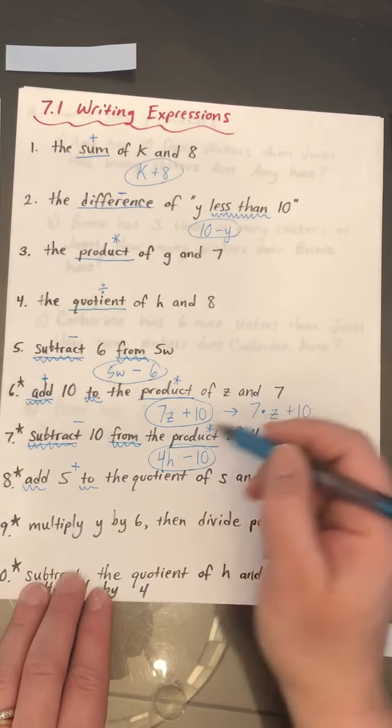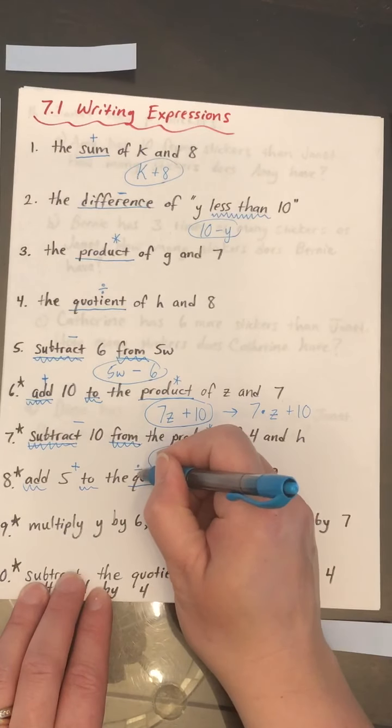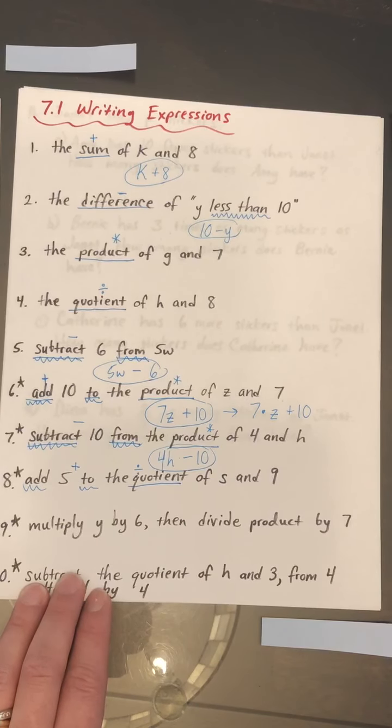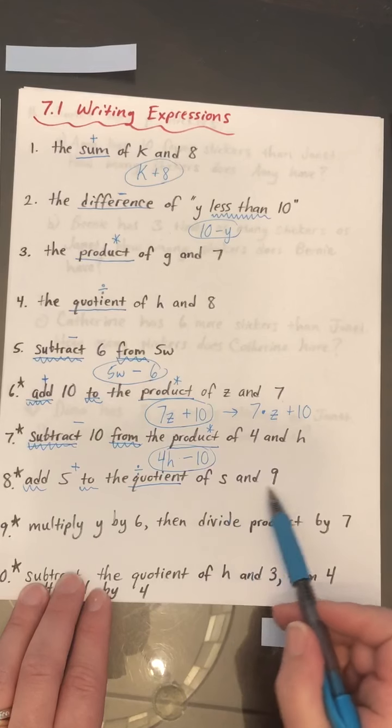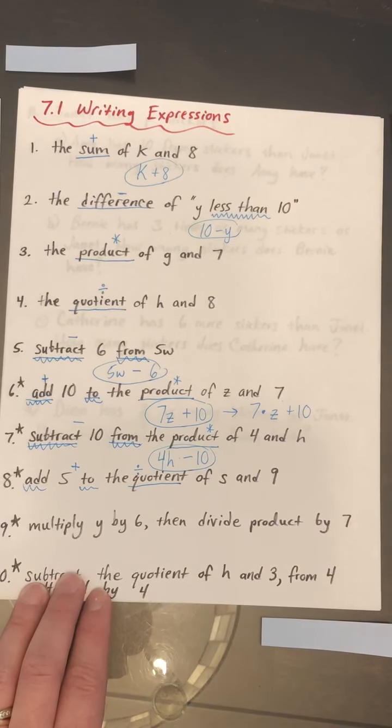And next it says the quotient of S and 9. Well, quotient really means I'm going to divide. So I'll show you a hint here that we need to divide. So somehow I'm going to show you division of this variable S and 9. Probably going to look like a fraction. And next I have to add 5 to it.